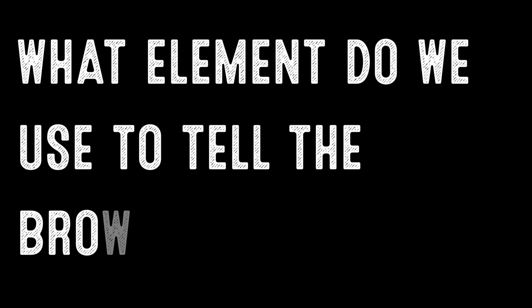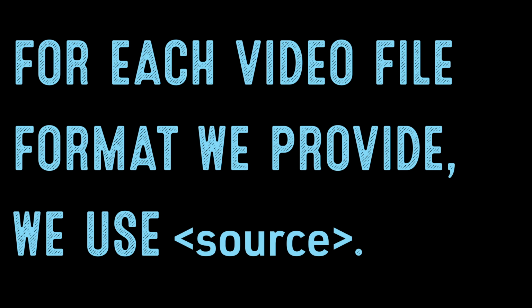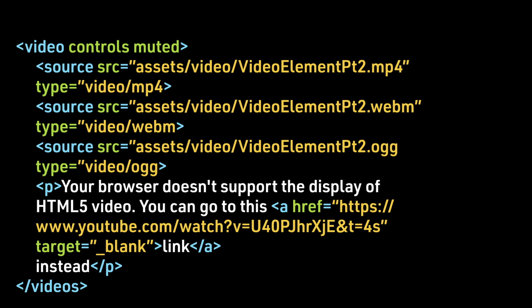What element do we use to tell the browser we have more than one video file format? We use the source element instead of the source attribute. For each video file format we provide, we use the source element. Here's an example. We have 3 source elements, each with a different type of video. If the browser is unable to play any of the videos, then it will fall back to the text, which also provides a link where the video is on YouTube. In the past, the fallback mechanism was Flash video, but this method is no longer supported.